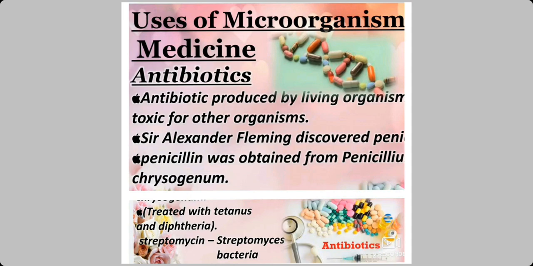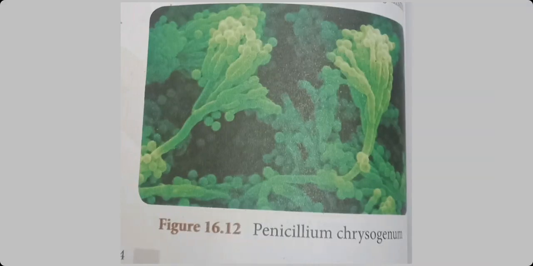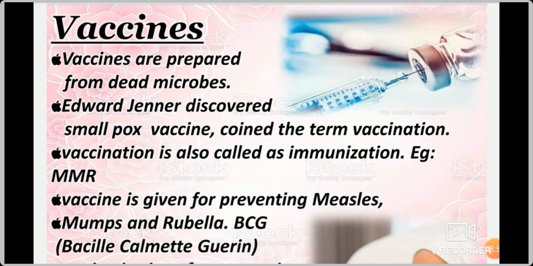It is used to treat diseases like tetanus and diphtheria. Then another antibiotic, streptomycin, is obtained from Streptomyces bacteria to cure various bacterial infections. Example, plague. Plague is a disease spread by rats. Then next we are going to see about vaccines.